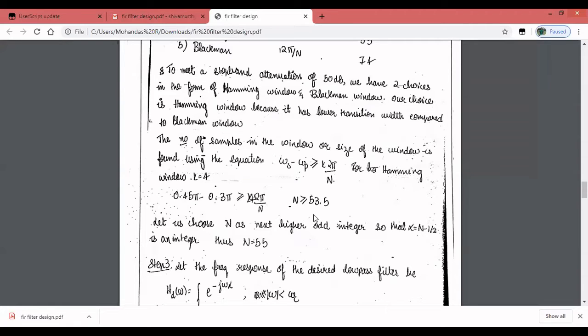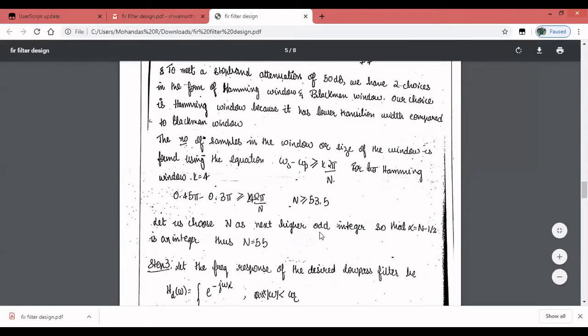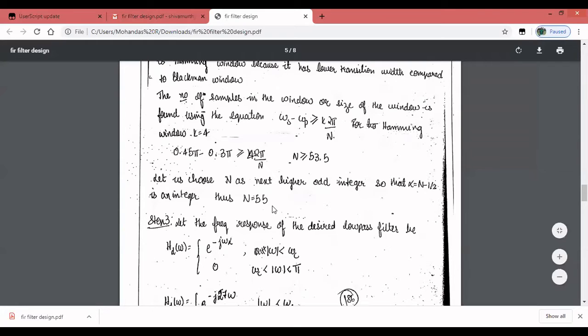Odd number. Okay, and when it is an odd number, of course, when I'm trying to go for the next higher value, I'll be going for the next odd value itself. Okay, not the even value. So my N value will not be 54. My N value will be 55. That is the next odd integer. So instead of 53.5 from the calculation, my next odd integer value will be 55. So my N value is equal to 55.